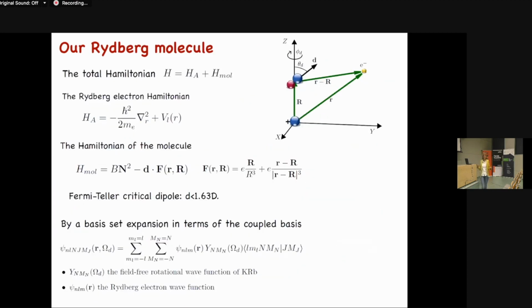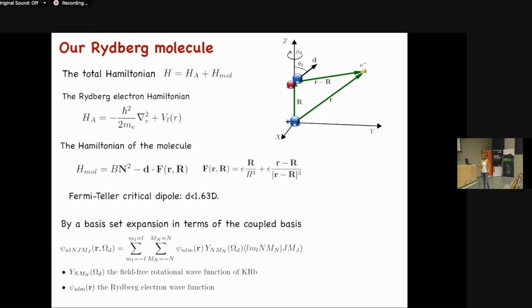So what we did was to describe the full system within the Born-Oppenheimer approximation. That will be our system here. We have the core here, the Rydberg electron, the diatomic molecule, and the total Hamiltonian describing this system has two parts essentially. That will be the Rydberg electron Hamiltonian, which is given here. And then we have the second part, which is the Hamiltonian of the Rydberg molecule. What we have here is the rotational kinetic energy. And we have, as I said before, the interaction of the dipole moment with the electric field produced either by the core or by the Rydberg electron.